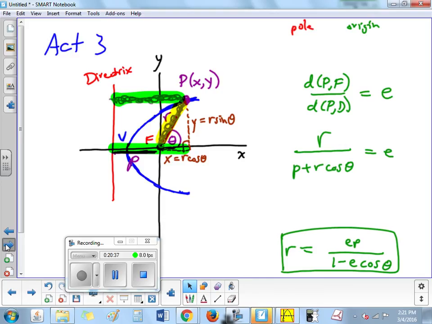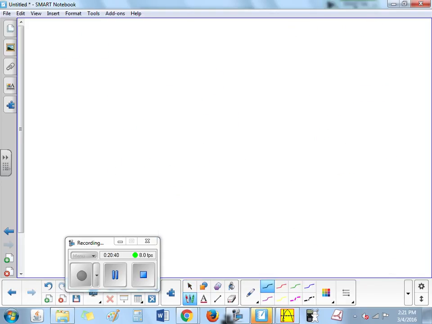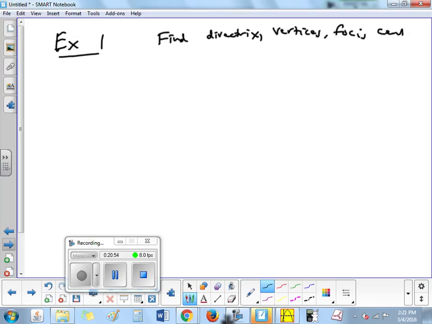All right, let's do some examples now. How would you answer this question? So let's see. Let's say I told you to find the directrix, vertices, foci, center, intercepts, and intercepts of the following. Sorry, my handwriting's pretty messy with the stylus. I don't know what my excuse is on the whiteboard. It's pretty bad there too.